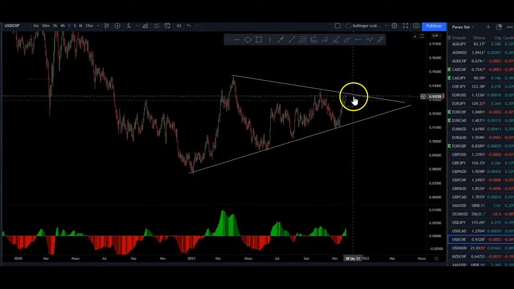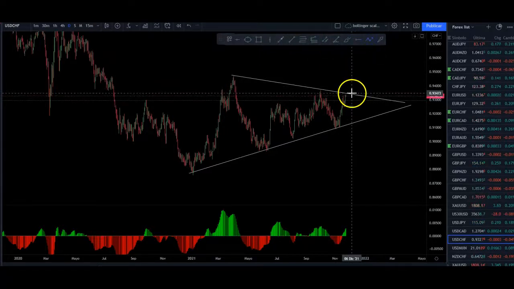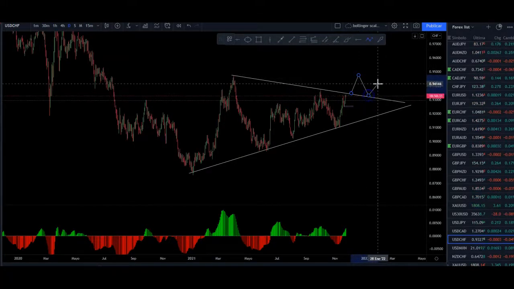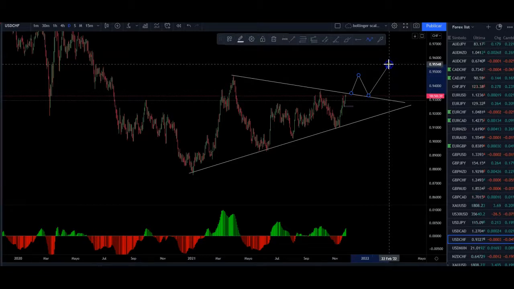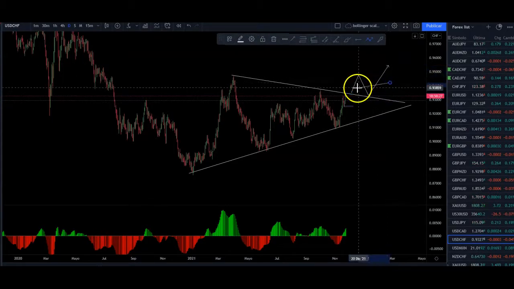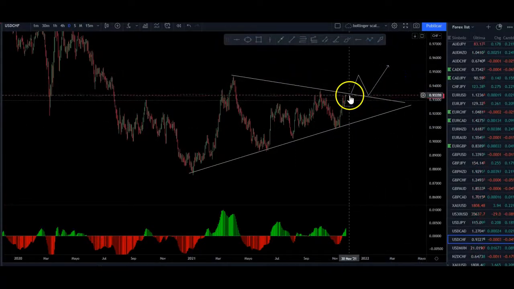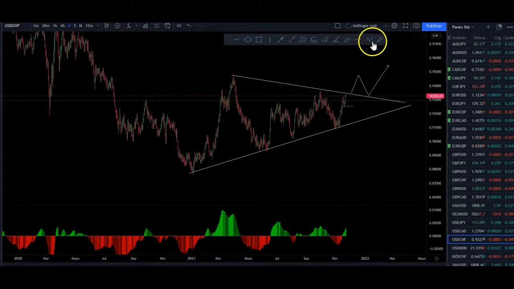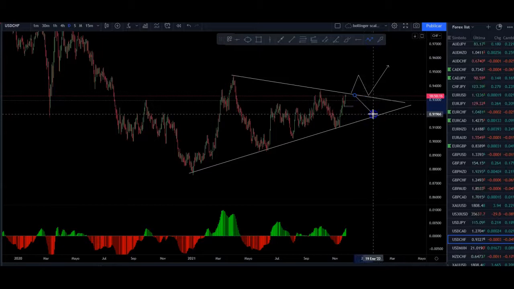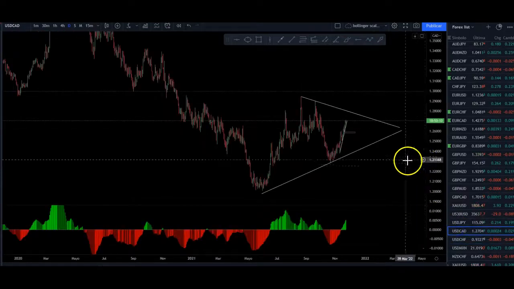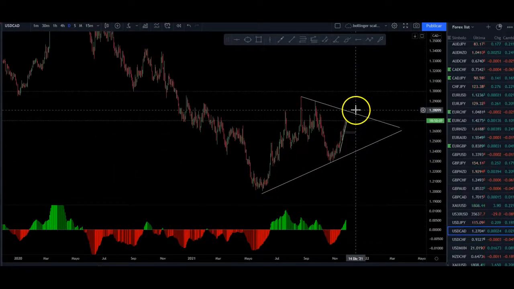If it breaks this trend line, what we should do at this point is wait for the break, wait for a retest, and then go with the trend. That's if it breaks that resistance trend line right there. But it can also rebound to the bottom one more time. And we'll see how the market behaves on USD/CHF. That's the plan.